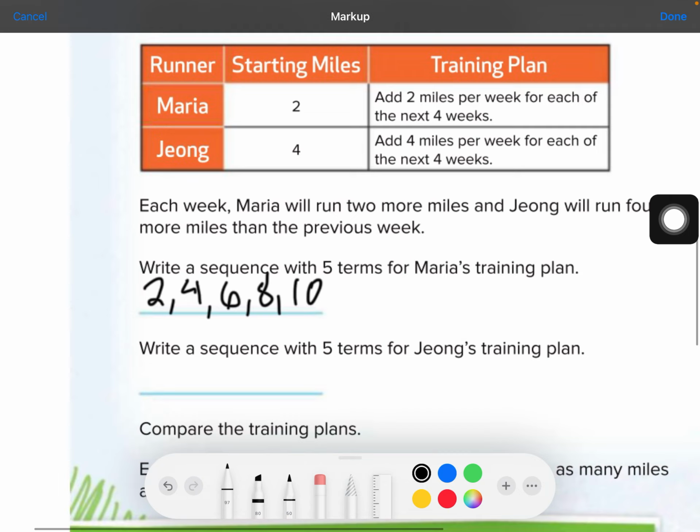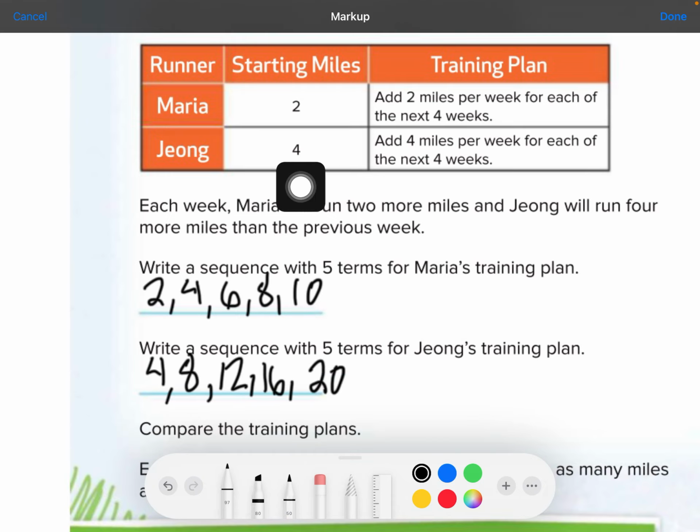Okay, now let's do Huang. It starts at 4. Then we add 4 terms. So we're going to skip count by 4. 4, 8, 12, 16, 20. Started at 4 miles, added 4 more terms. 1, 2, 3, 4. Okay, now we have our sequences.